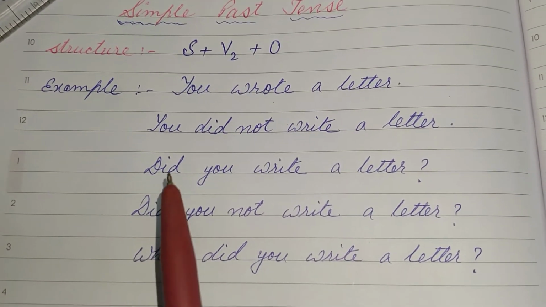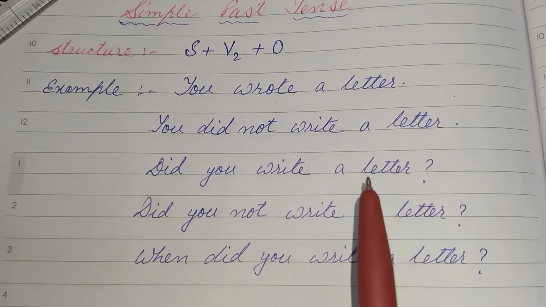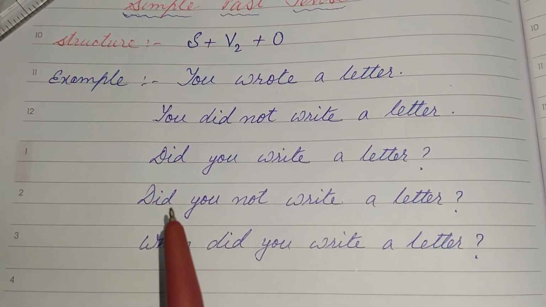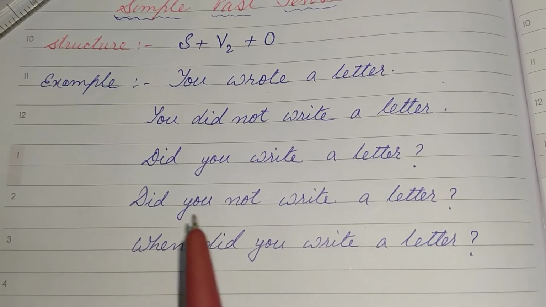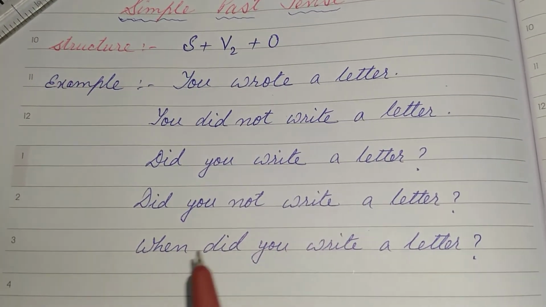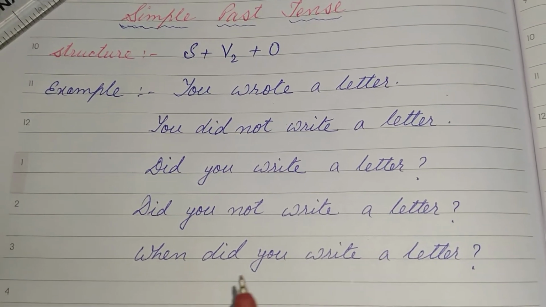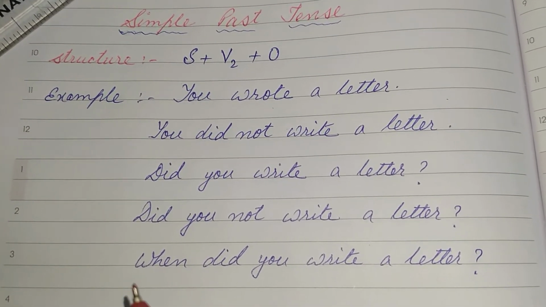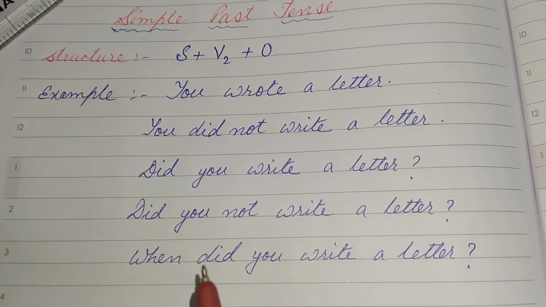Next, did you write a letter? It is interrogative form. Next, did you not write a letter? This is interrogative in negative form. Next is, when did you write a letter? That means this is the question words sentence. This sentence is with question words.